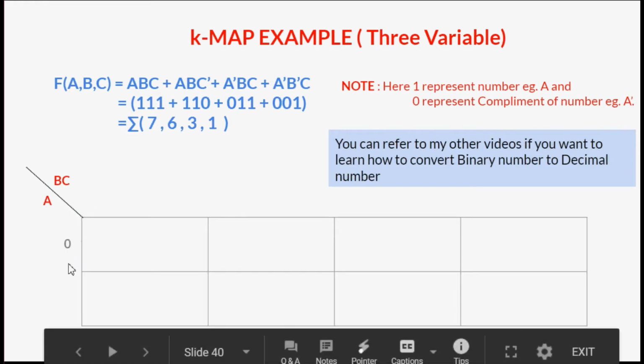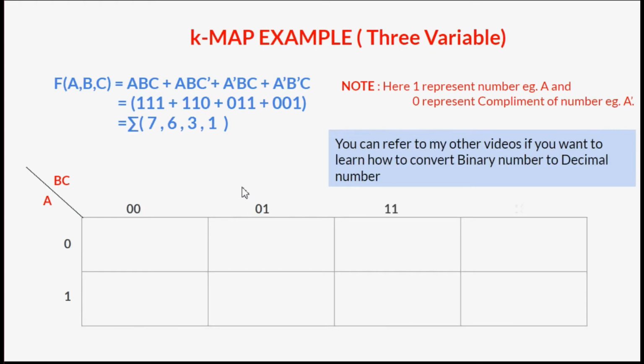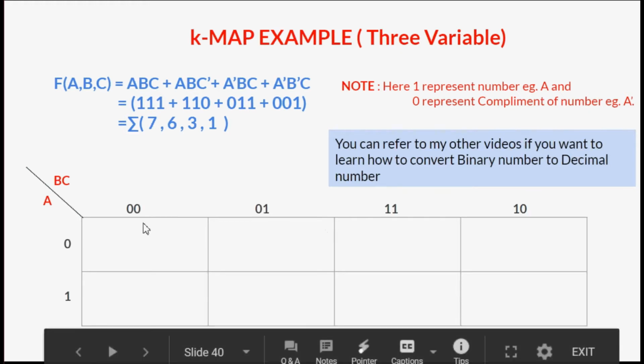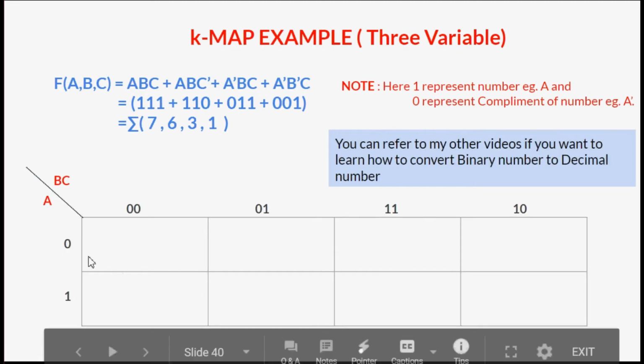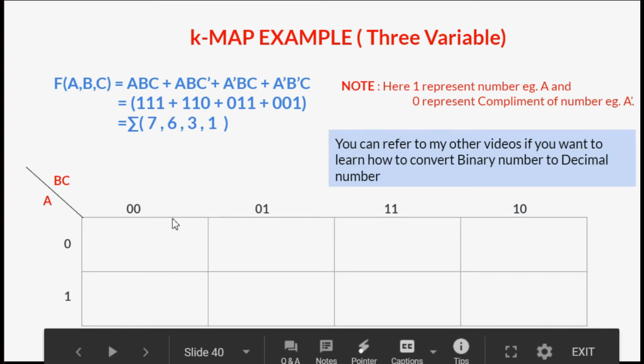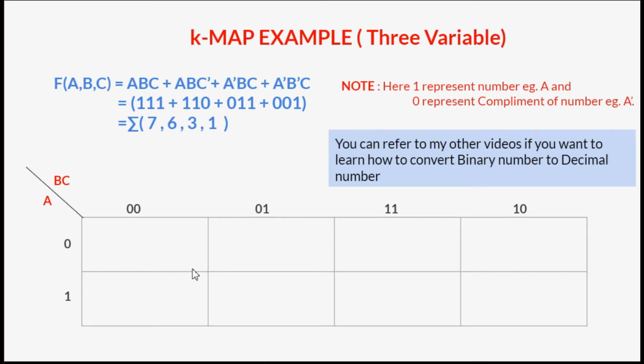Again, A can have an input 0 or an input 1. B and C both could be 0, B could be 0 and C could be 1, B and C both could be 1, or B could be 1 and C could be 0. I have already told you in previous videos that you can interchange these numbers. Correspondingly, your cell representation number would change. It's not fixed that every time I need to take 000. That is your choice. But if you change this, the cell which represents that combination is going to change correspondingly.